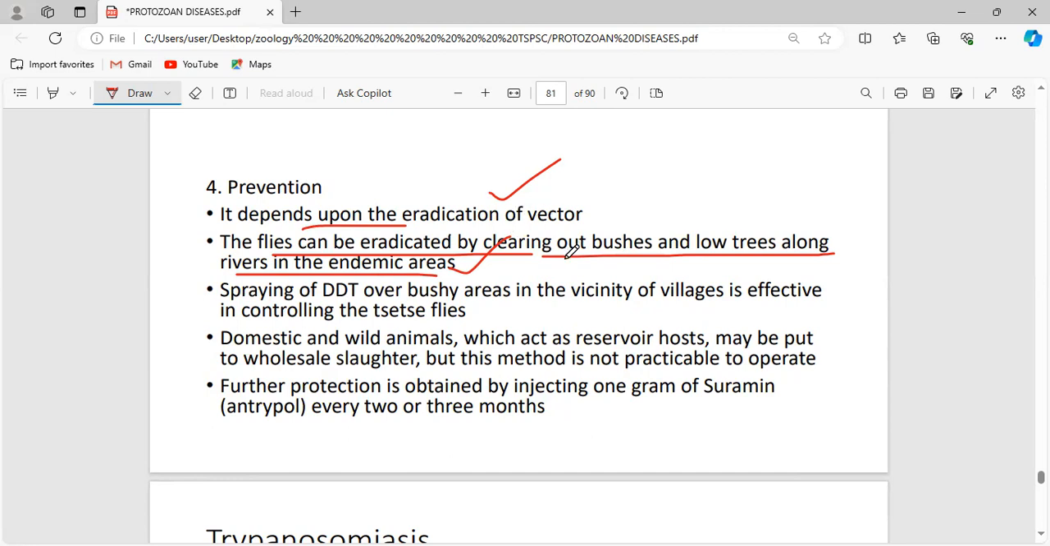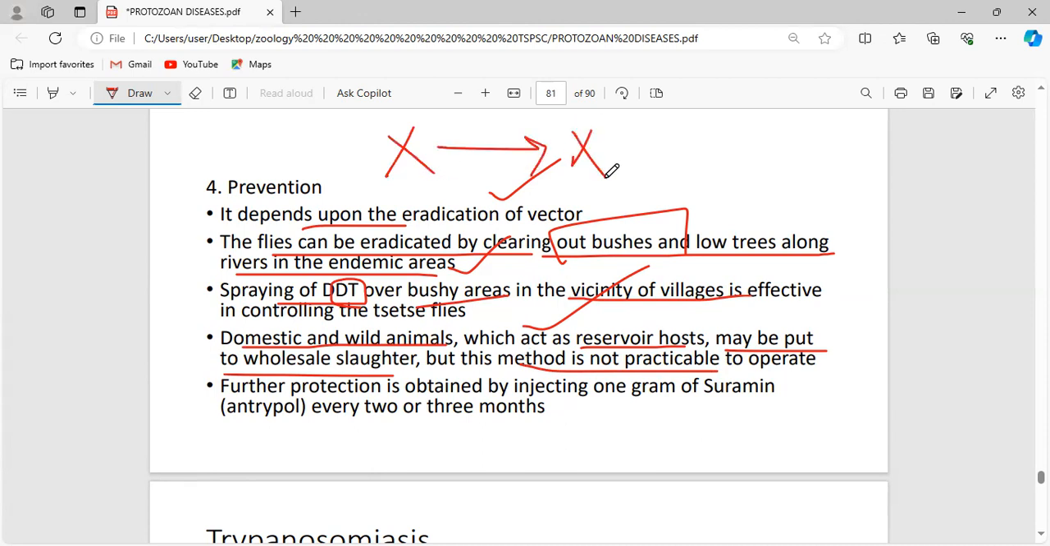And how can we clear these bushes? By spraying DDT over the bush areas in the vicinity of the village. It will be effective. And domestic and wild animals act as reservoir hosts, so we may put them to slaughter as a whole, but that is impossible and it is unethical also. But if we destroy the reservoirs, there is no passage of the parasite. Okay, but that is unethical. We should not do that.